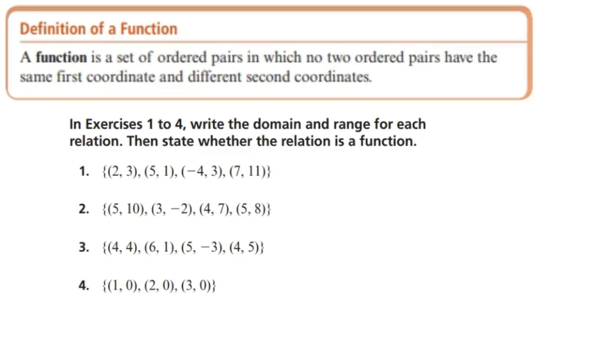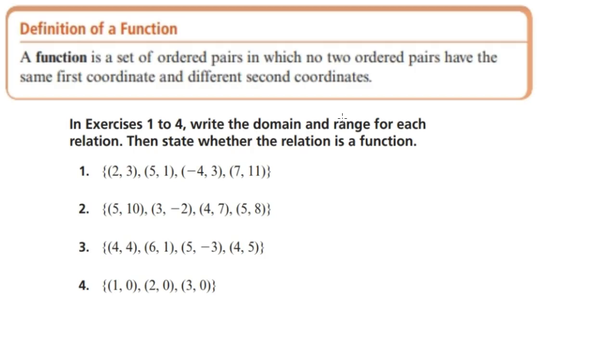All right, we're in section 2.2, and here we're dealing with the domain and range for each relation. So we have a relation here between the first coordinates and the second coordinates, and then we need to state whether the relation is a function. So that's the next step, determining if the relationship is a function.